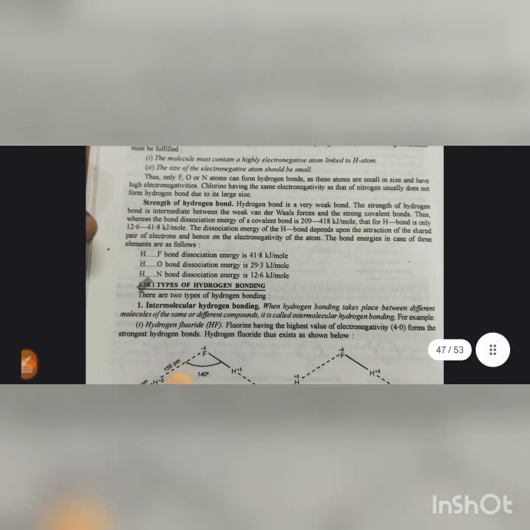Next, our topic is types of hydrogen bonding. There are mainly two types of hydrogen bonding. First is intermolecular hydrogen bonding. When bonding takes place between different molecules of the same or different compounds, it is called intermolecular hydrogen bonding. For example, HF, hydrogen fluoride: fluorine has the highest value of electronegativity, that is 4, and forms the strongest bond. Hydrogen fluoride does exist as shown below.